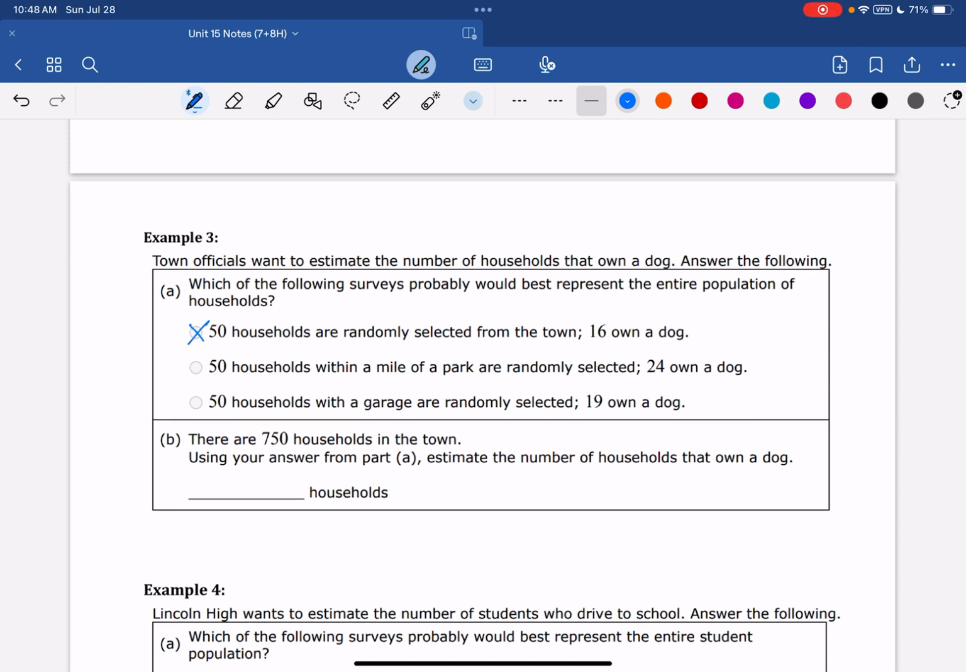Okay, there were 750 households in the town. Using your answer from part A, estimate the number of households that own a dog. So this is a proportional question, right? So if 50 were surveyed out of the 750 that exist, 16 own dogs, how many out of the total would we expect to own a dog? So we're going to cross multiply. We get 50x equals 12,000. Divide by 50, and x is 240. So 240 households we would expect to have dogs.